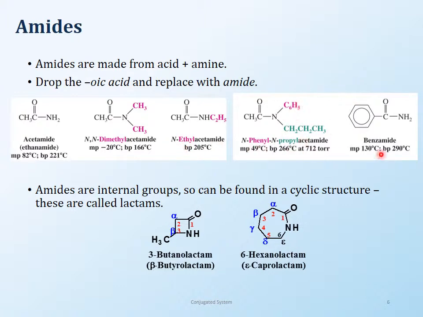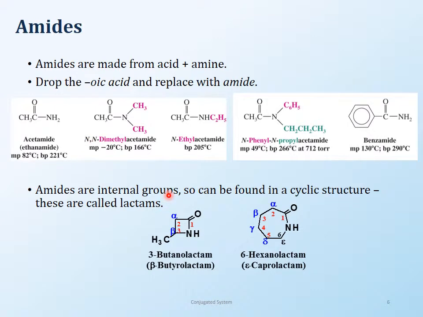Here are some more examples. So here we have N-phenyl, N-propyl, and then ethanamide, acetamide. Benzamide is very simple, coming from benzoic acid and then amide, benzamide.